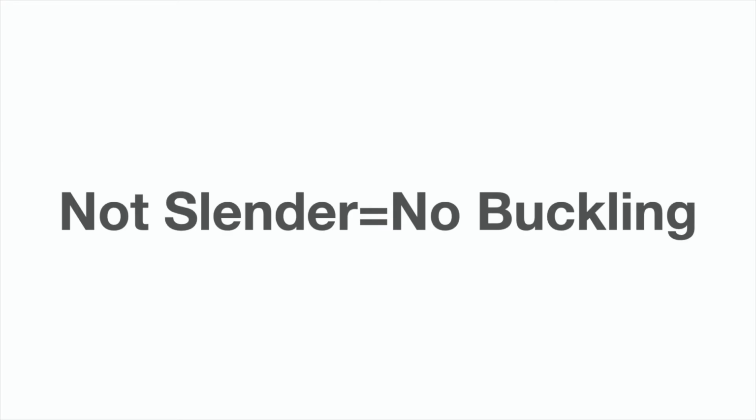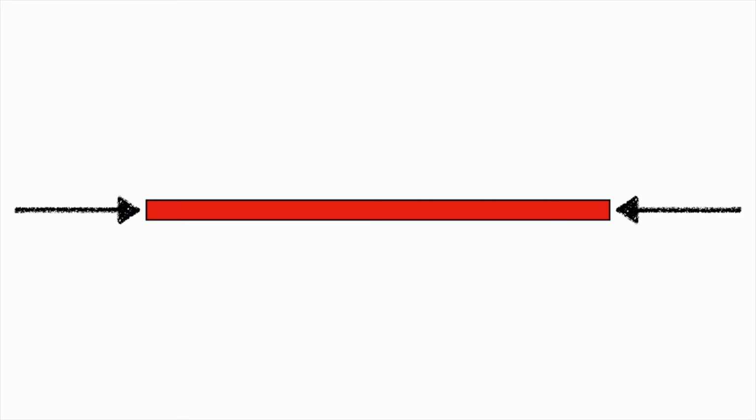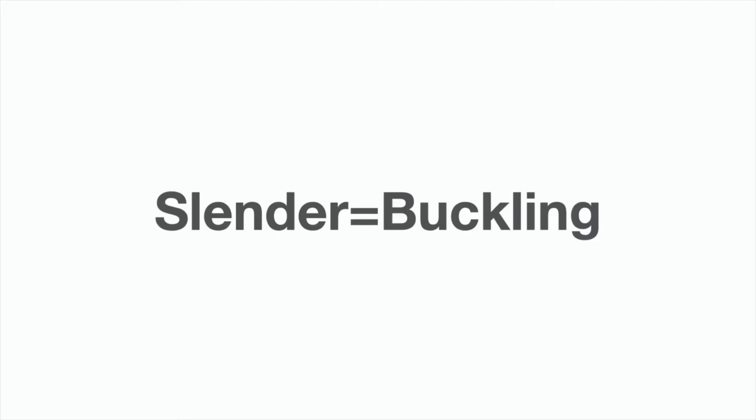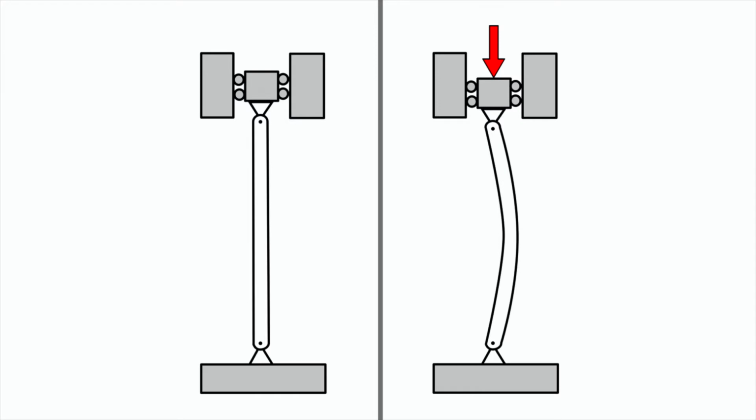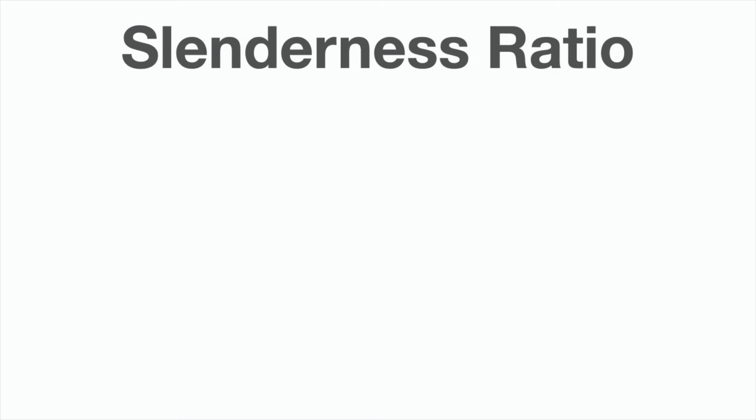But when something is in compression, it doesn't always buckle. If something is short and fat or not slender, then it will not buckle. If something is really long and slender, then it will buckle. So if it's long and skinny. So you need to know, when is something slender? You can tell if something is slender based on this slenderness ratio. So if this ratio is really high, then something is slender and it is going to buckle.